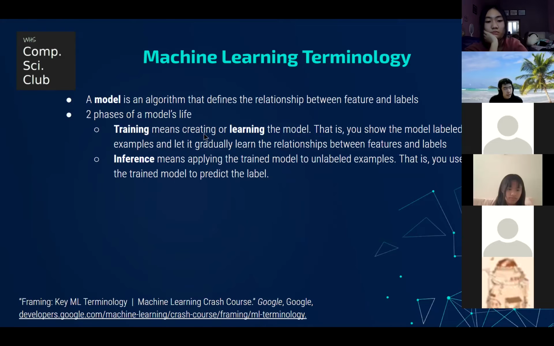And lastly, we have a model. The model is kind of like an algorithm, and it determines the relationship between these features and labels. It's like the computer does all of the work for you.